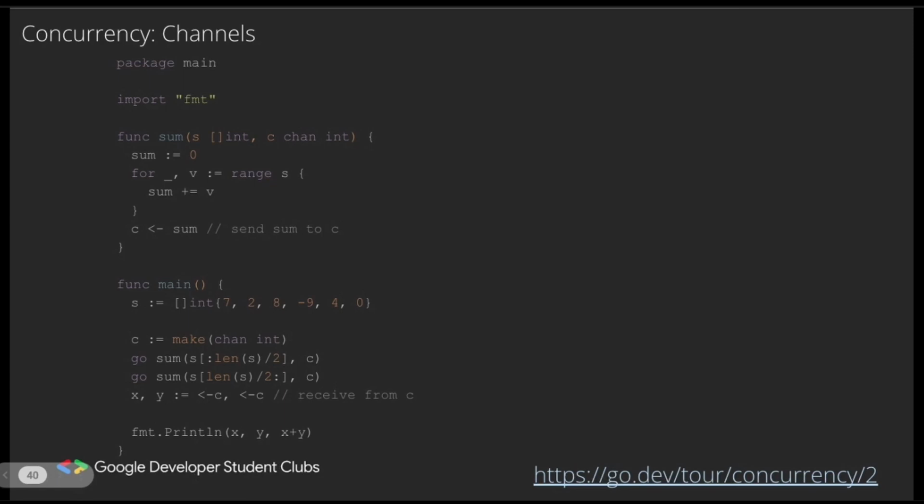So this really helps us do a map reduce type of process where we break up a big task into smaller ones and then combine the results further down the line. So if we run this, we can see that it calculated the sums of both of the halves of the array and then the full sum at the end.